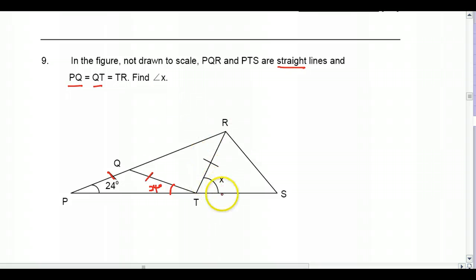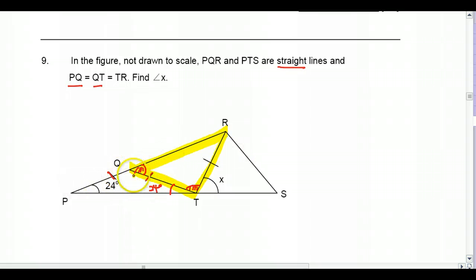I need to find angle X. To find angle X, I also need to find this angle. How can I find this angle here? First, I need to find this angle. It gives us a clue. Triangle QTR is also an isosceles triangle because QT is equal to TR. So if this is an isosceles triangle, right, first I need to find this angle. How do I find this angle?